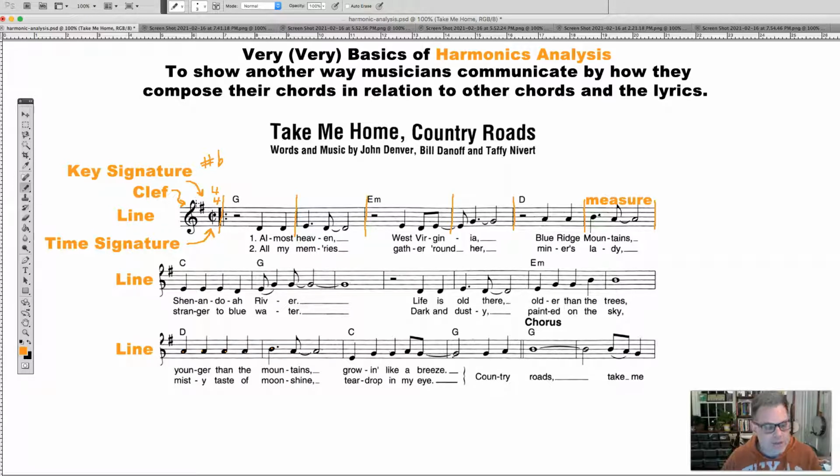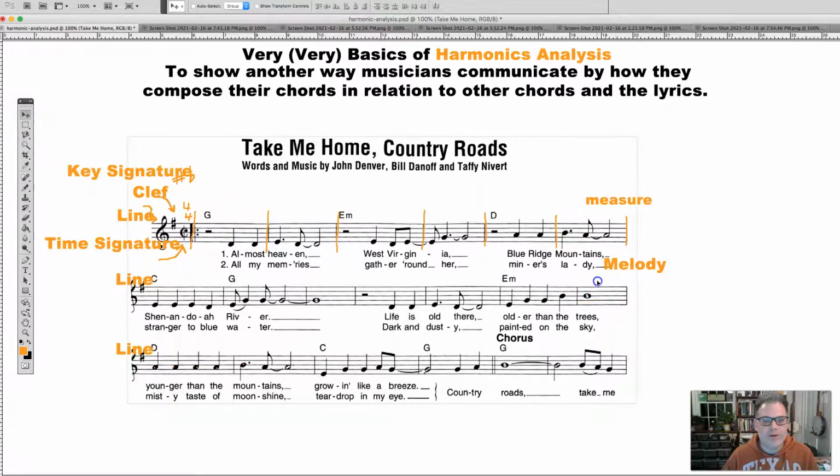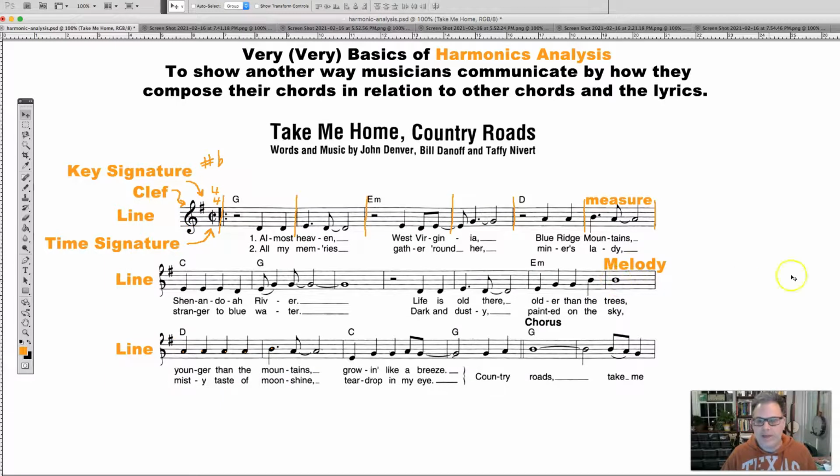Now, in addition to these symbols, we need to know a few other things about what we're seeing on the sheet music. First, we are seeing what we might call the melody. The melody consists of all the little notes that you are seeing here. Dun dun dun dun dun, and so on and so forth. You don't need to hear me doing that ever again. Okay.